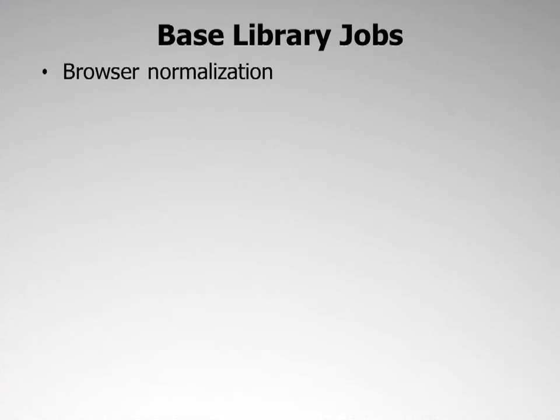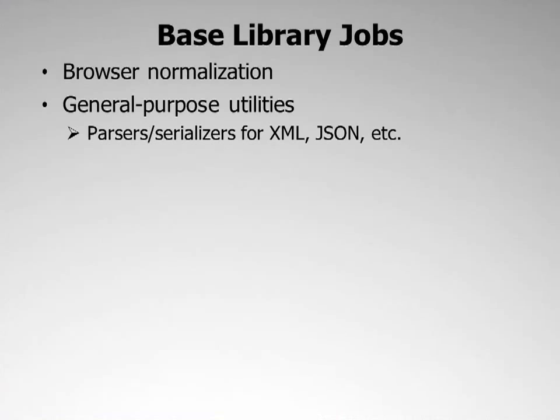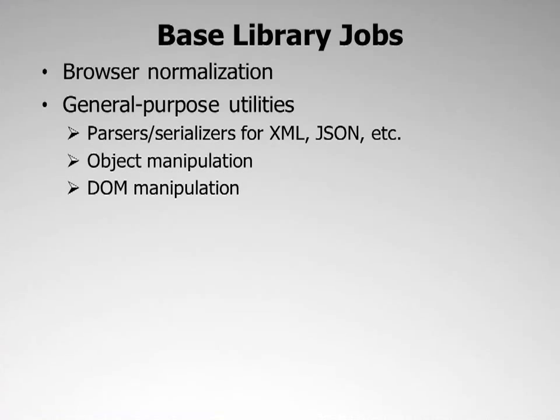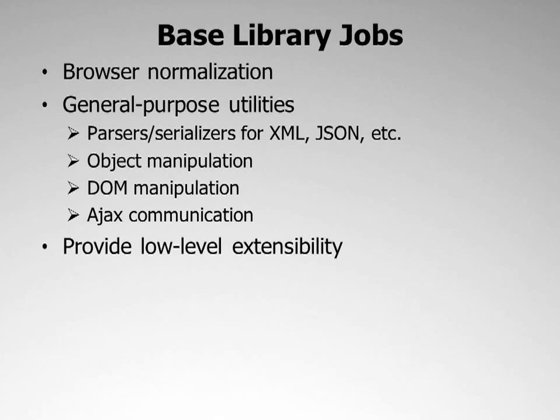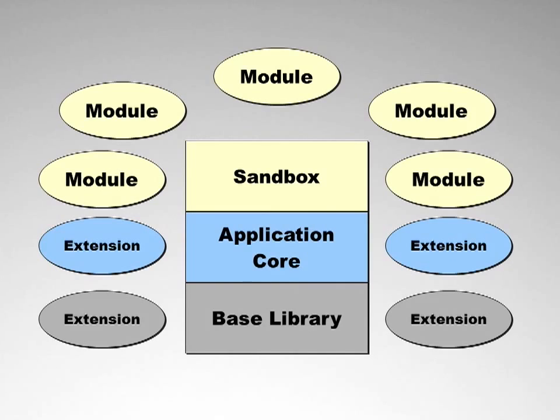So the base library's jobs are browser normalization. That really is the only layer that should know which browser is being used. General purpose utilities, of course: all your parsers and serializers and object stuff and DOM stuff, all of that. And also provide low-level extensibility, right? You want to be able to extend the base library as well as the application core, and where you extend depends on what you're trying to do. If you need to do something that needs to know about the browser being used, then that should be a base library extension. If you need to do something that extends what the application as a whole can do, that's an application core extension.